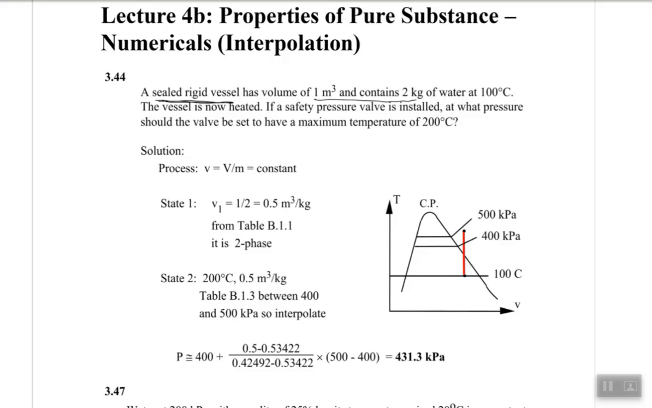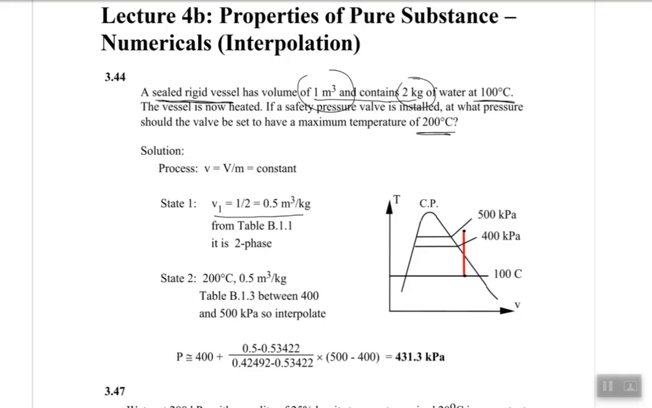So the specific volume would be 1 divided by 2 kg, so that would be 0.5 cubic meter per kg of water, at 100 degrees centigrade. So the initial state of the water is 100 degrees centigrade. Now the vessel is heated, so heat is supplied to the vessel. If a safety valve is installed, we have to have a limit on the pressure. So what pressure should the valve be set to have a maximum temperature of 200 degrees centigrade?